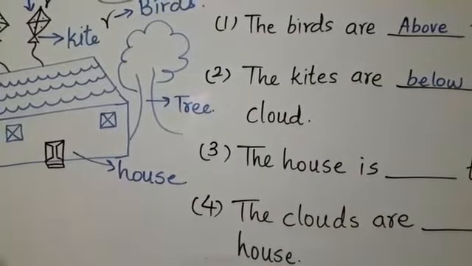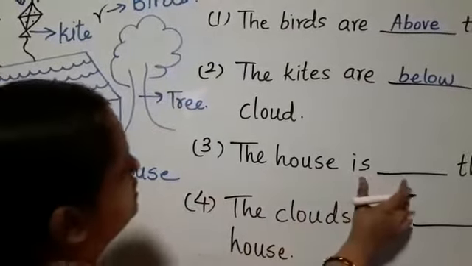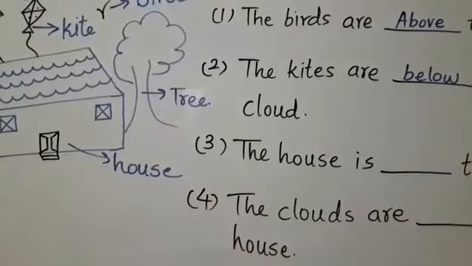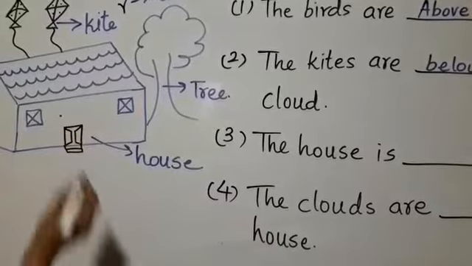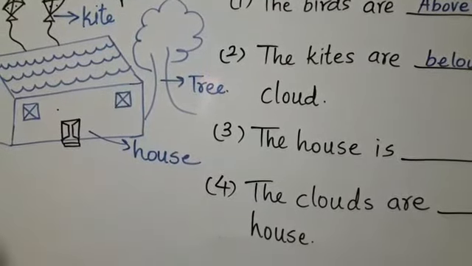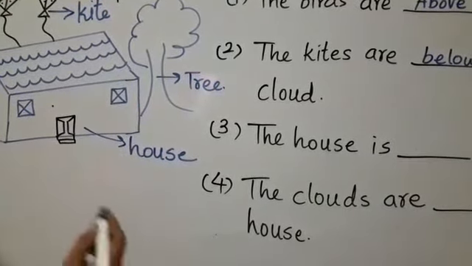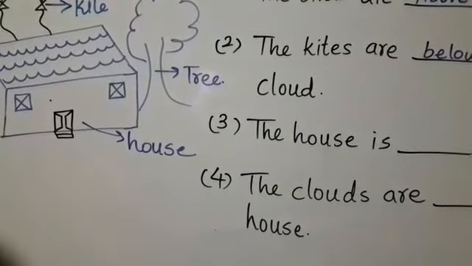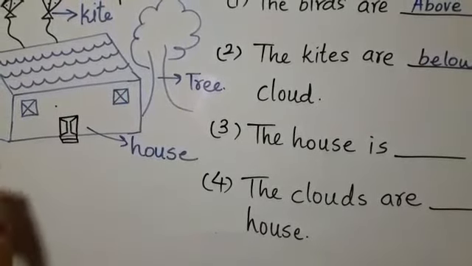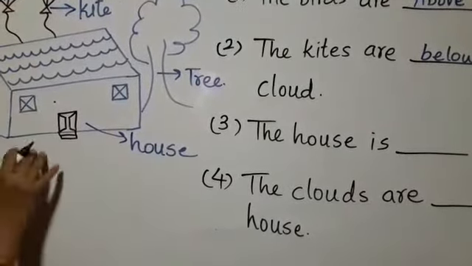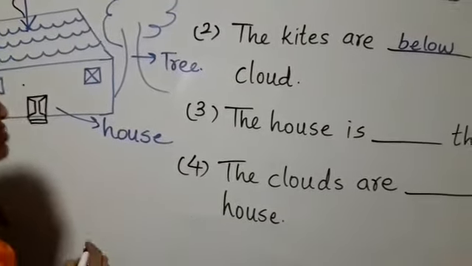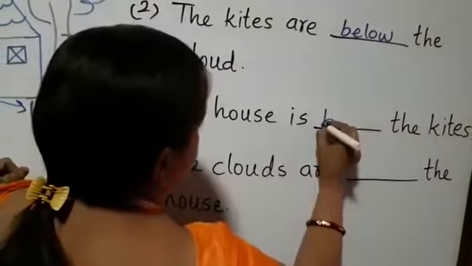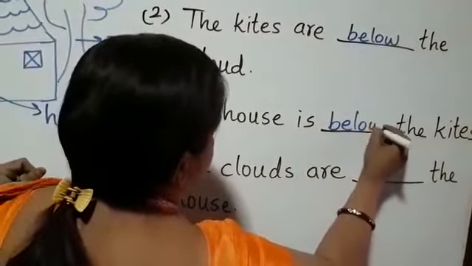Then third sentence, the house is dash the kites. Where is the house? Here is the house. And where is the kite? Kite is here. So what are they asking? The house is dash the kites. Means it is below or above. Yes, it is below. Below the kite. It is downside. So we will write below here in the blanks.